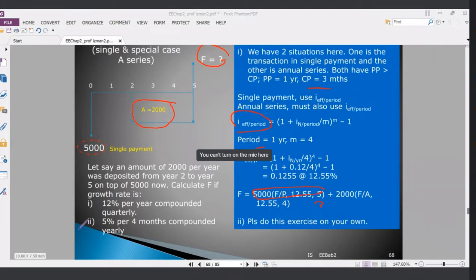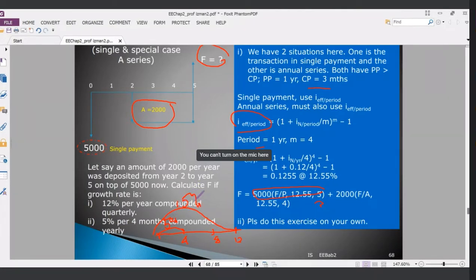All right, for the second situation, 5% per month compounded yearly. So for this situation, for 1 year, this is compounding yearly, and the interest is actually 5% for every 4 months. So in a year, you will have 4 months, 8 months, and 12 months, right? So for this one, the interest is 5%. And throughout the year, the interest is 15%.